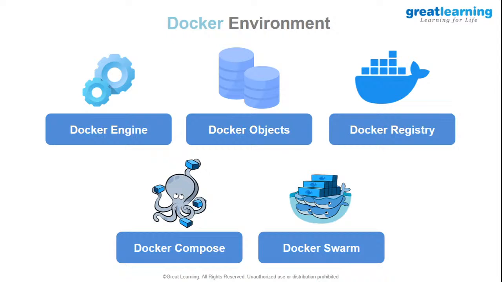Then we have Docker objects, like your images, your networks, your volumes, and all your storage devices. Those come in Docker objects. And you have Docker registry, where you basically store images. So then we have Docker Compose and we have Docker Swarm.